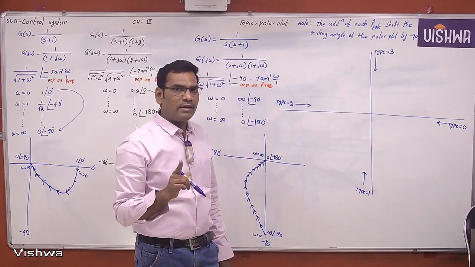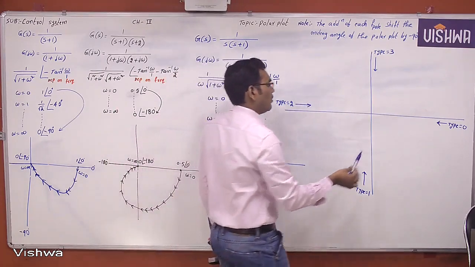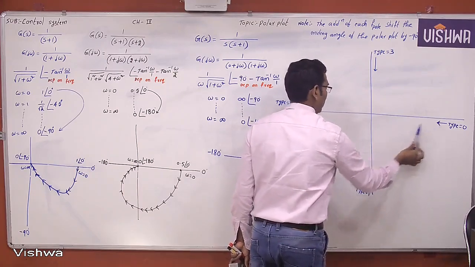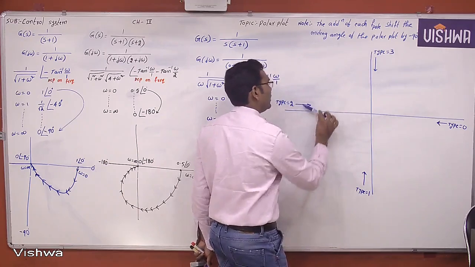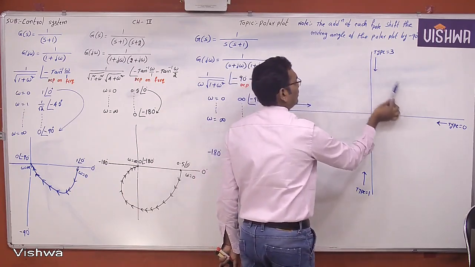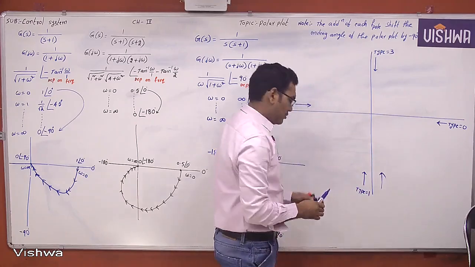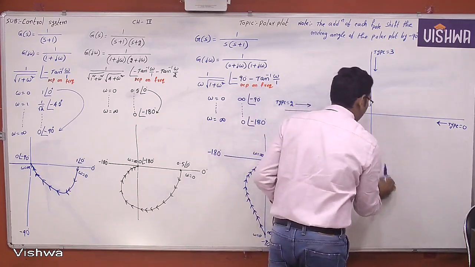In one coordinate, only one type. In this coordinate, don't take two types. Take only one type, type 0. In this coordinate, only one type; in this coordinate, only one type. Don't write type 0 here, don't write type 1 here. This will give wrong results. So in one coordinate, only one type, and in the clockwise direction.